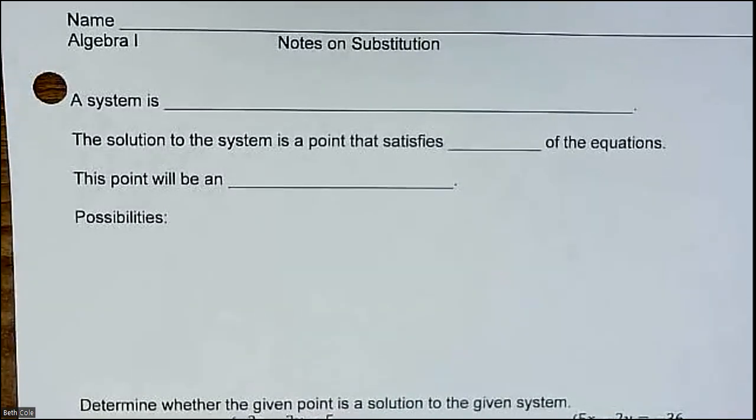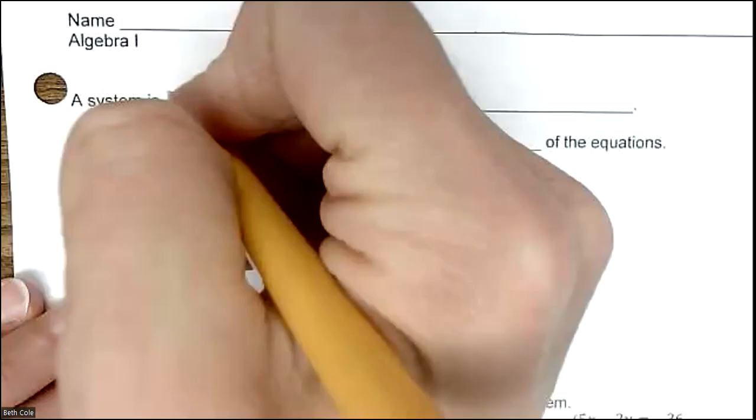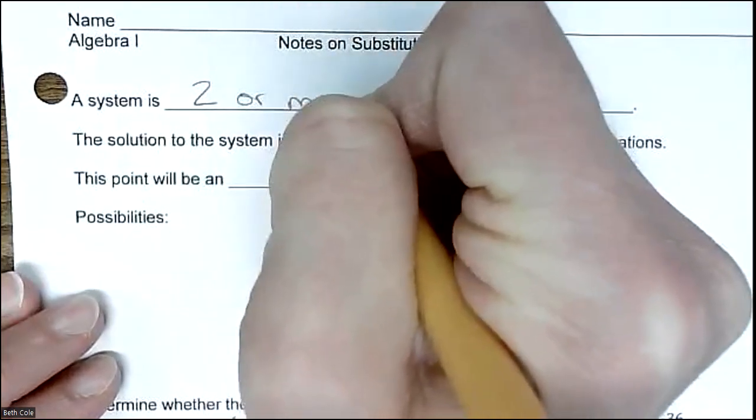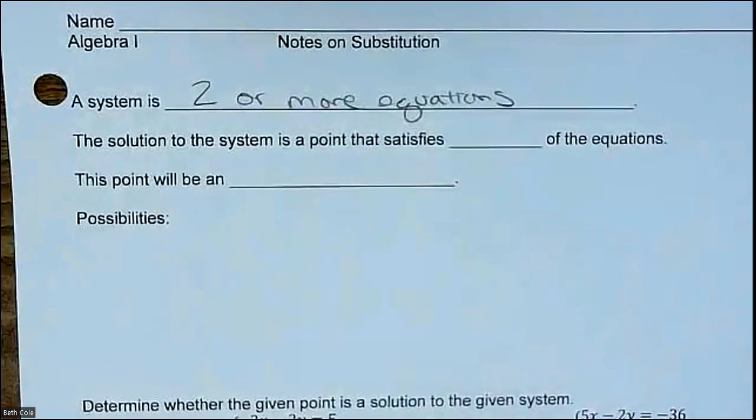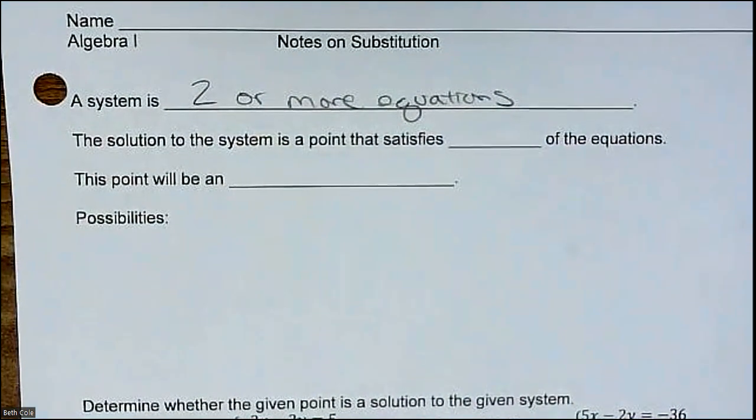So this unit is going to be on systems. A system is two or more equations. So instead of just one equation, you're now going to have two, is what a system is.